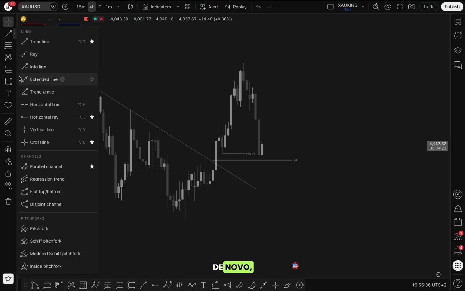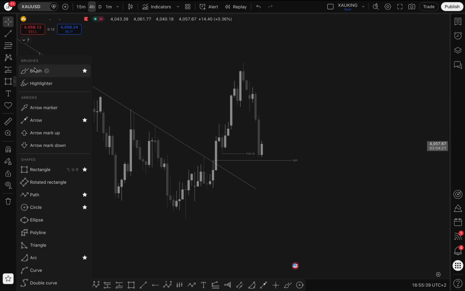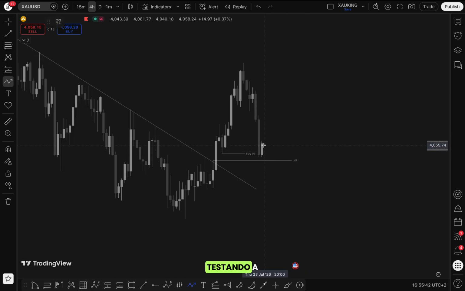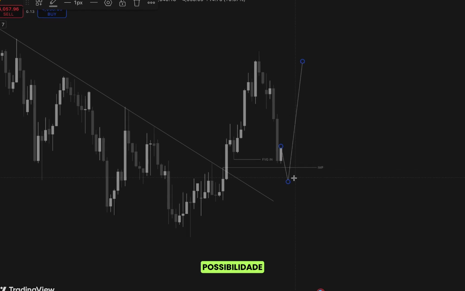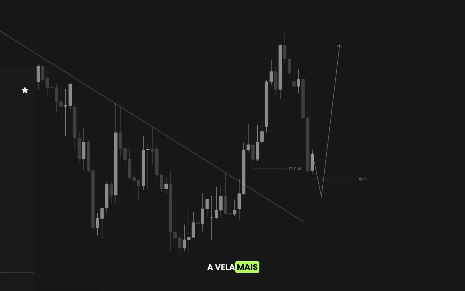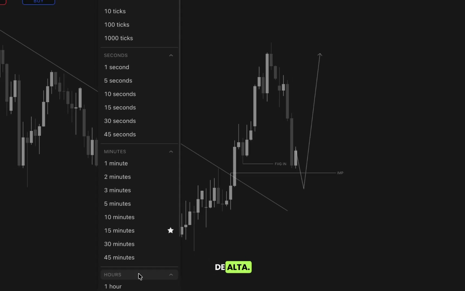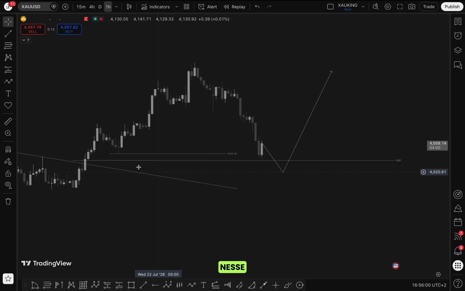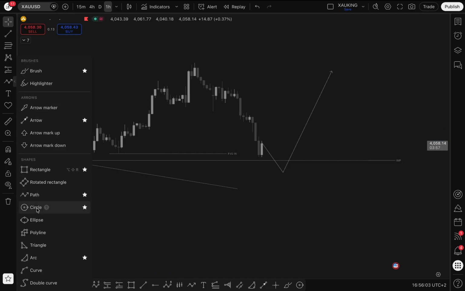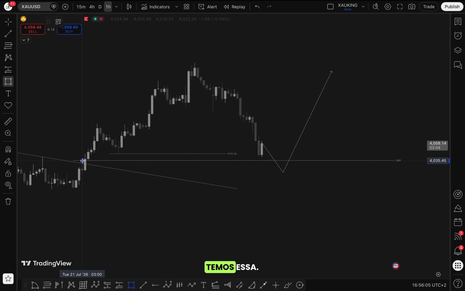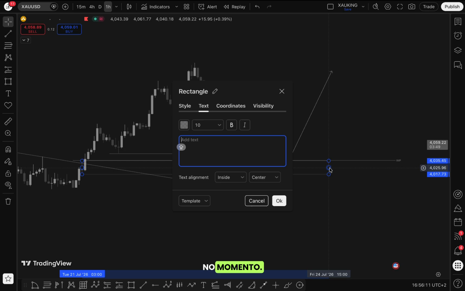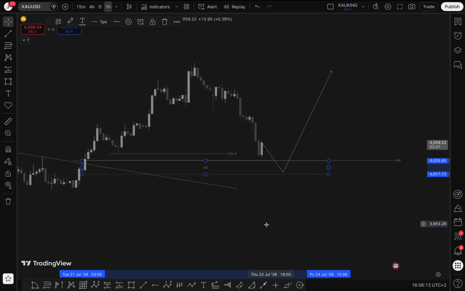So here we are again, just so that you can see, we have price filling the fair value gap. It could possibly go down to go up. This is a possibility because we say that the most important candle is the last bearish candle before the bullish move, or bearish move. So in this scenario, we have this one here. We have this one. This would be the most important candle right now. So let me say OB if you want.